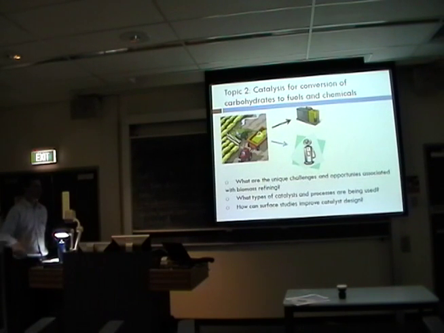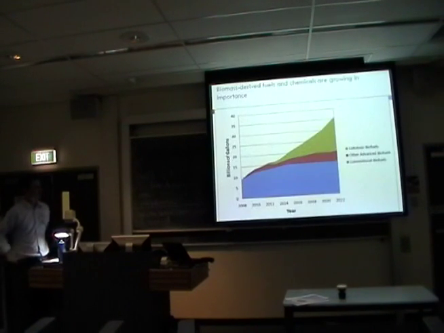We'll talk about the types of catalysts and processes that are currently being used, and we'll actually try to connect some of those processes to what we'll see tomorrow when we talk about water splitting and fuel cell catalysis, because some of the processes are actually very similar. And then we'll talk about the unifying theme of all of this, which is how we can use surface studies to improve catalyst design. We have more limited time for that.